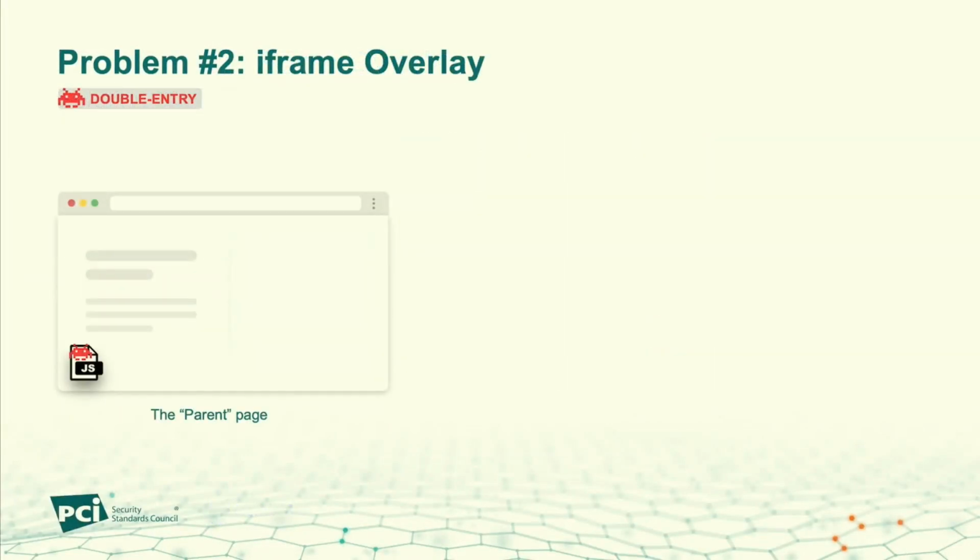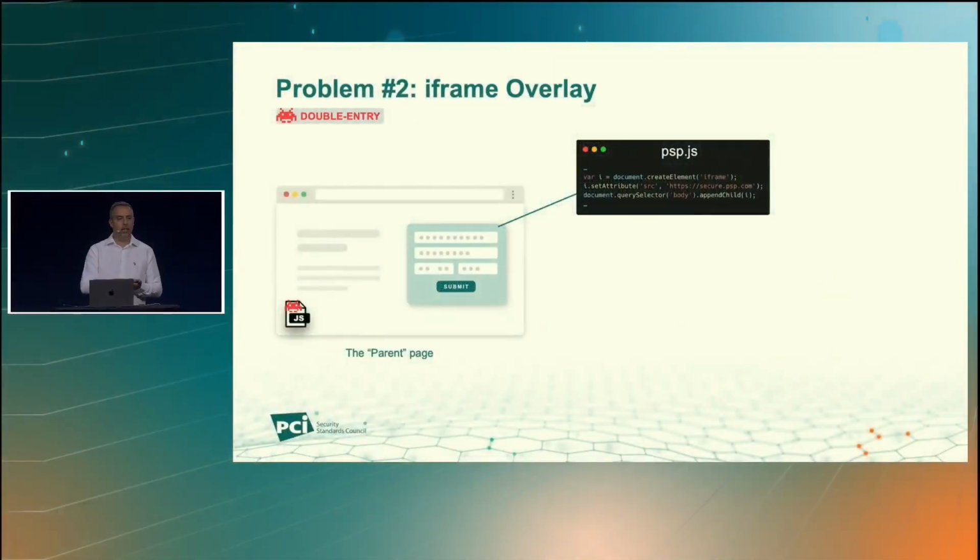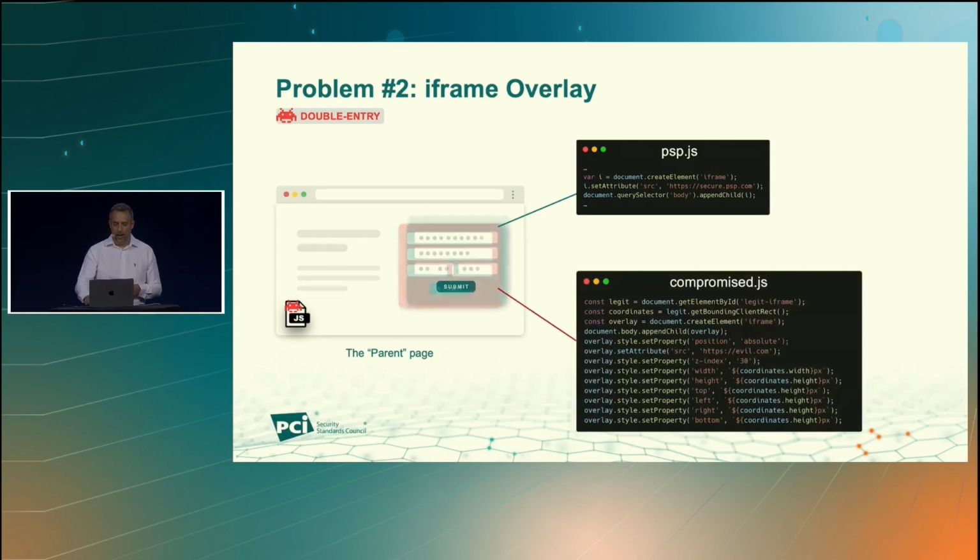Problem number two, iframe overlay, almost exactly like the previous one, but this time around it's not a form overlaying the real iframe, it's another iframe. So the difference here is that the whole page will not be navigated away, it will be just the iframe. So it's probably easier for the attacker to disguise this attack, okay?